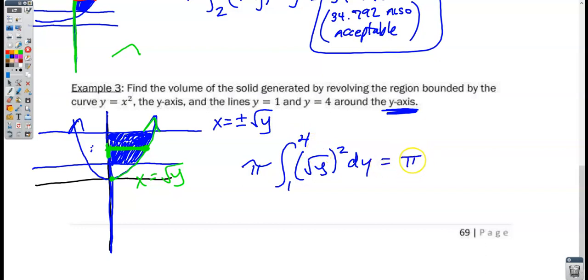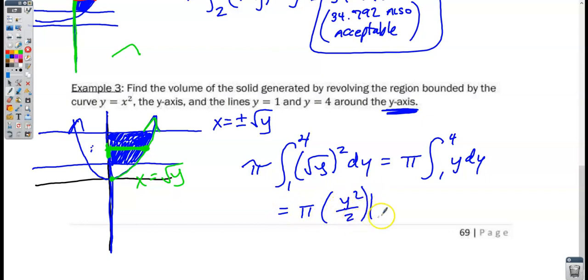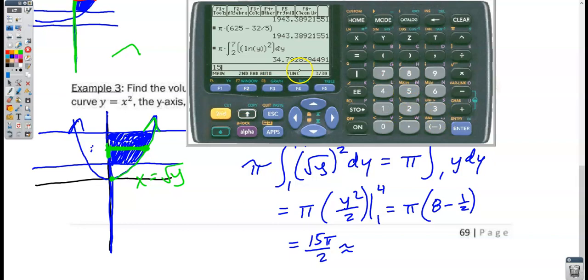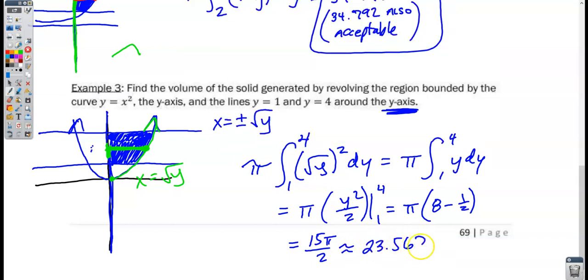And so this one I can do by hand. The antiderivative is y squared over 2. And so we end up with pi times 8 minus 1/2. So 15 pi over 2, which is approximately, if you want a decimal answer, 23.562. 23.561 also acceptable. And I would have gotten the same thing if I had done the numerical integral there.